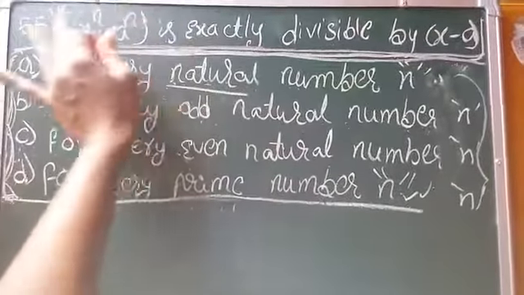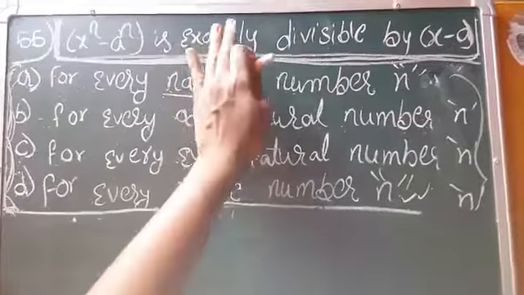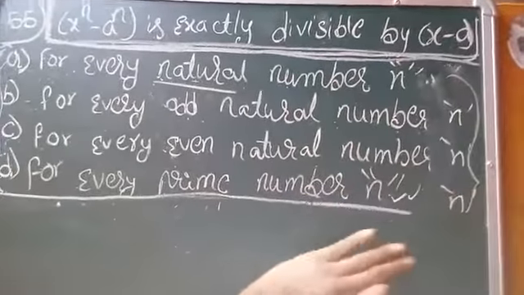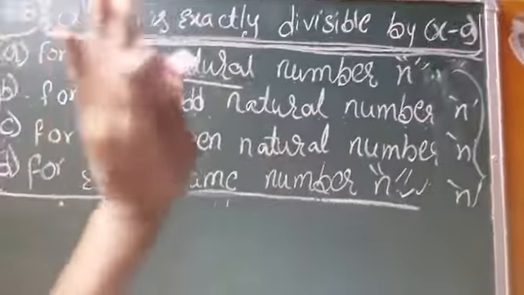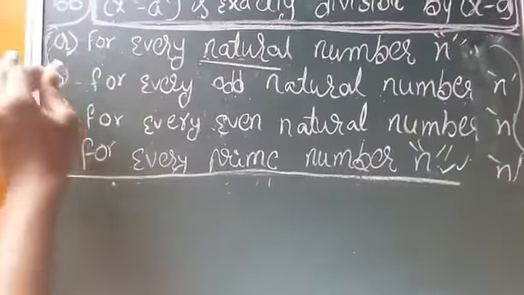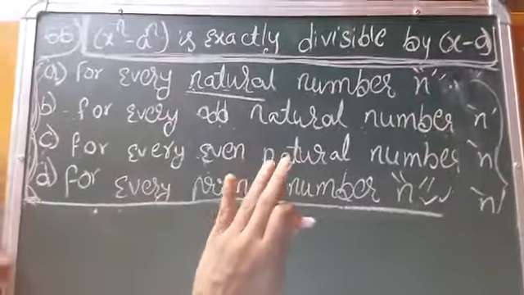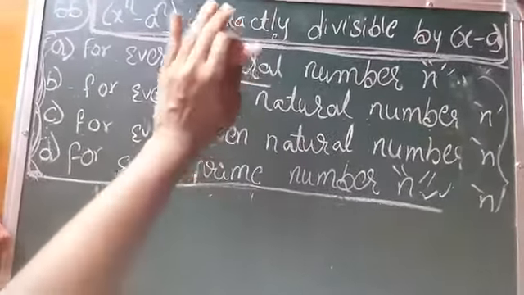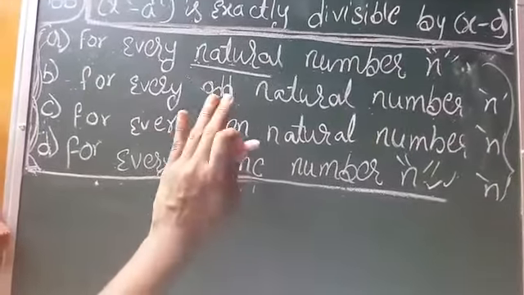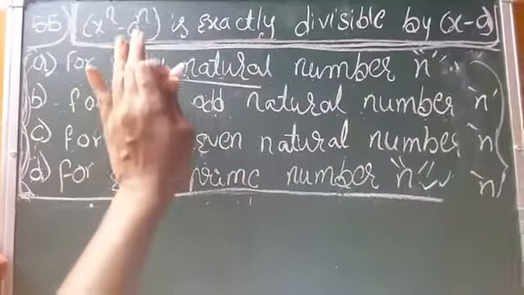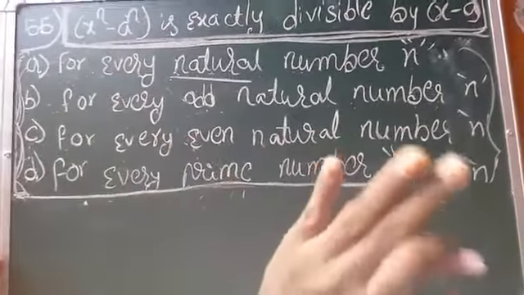See the next question. x power n minus a power n is exactly divisible by x minus a. That means they have given one statement and also they have given 4 options, A, B, C, D. Here we have to find which option is correct for this given statement. That means which option satisfies the given statement.